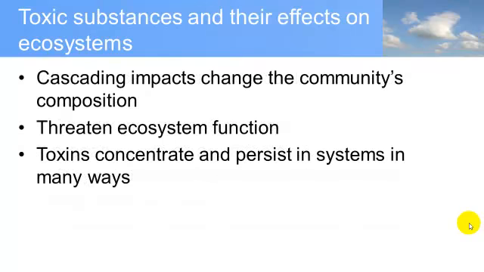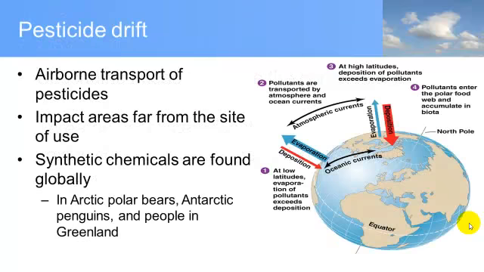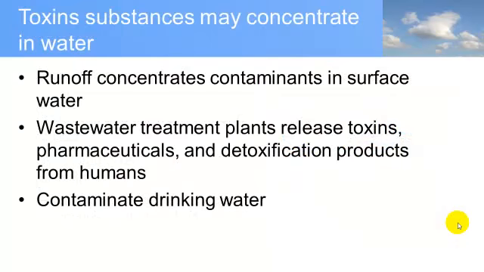This can lead to cascading impacts where the effect on one species can affect numerous other species that interact with it, and overall can affect the ecosystem's ability to function. Pesticides are also able to travel great distances. For example, a process known as pesticide drift, which is the airborne transport of pesticides, has been documented. We found traces of pesticides in the tissues of polar bears in the Arctic Circle, penguins in the Antarctic, and people living in Greenland, thousands and thousands of miles away from where these chemicals were applied.